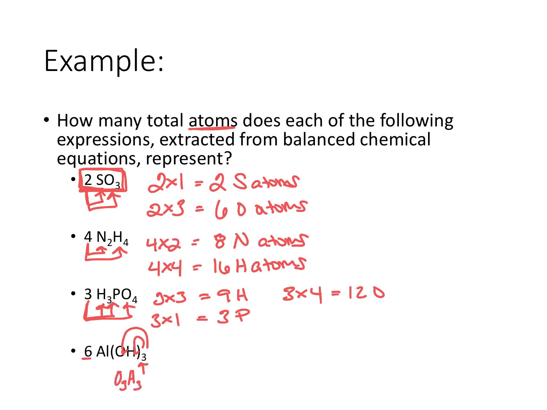Now this 6 is going to multiply by everything as well. So for aluminum, it's 6 times 1, so 6 aluminum. For oxygen, it's 6 times 3, which is 18 oxygen. For hydrogen, it's 6 times 3, or 18 hydrogen. Okay, so again, the big number, the coefficient in front that's used to balance, multiplies everything in the following chemical formula.